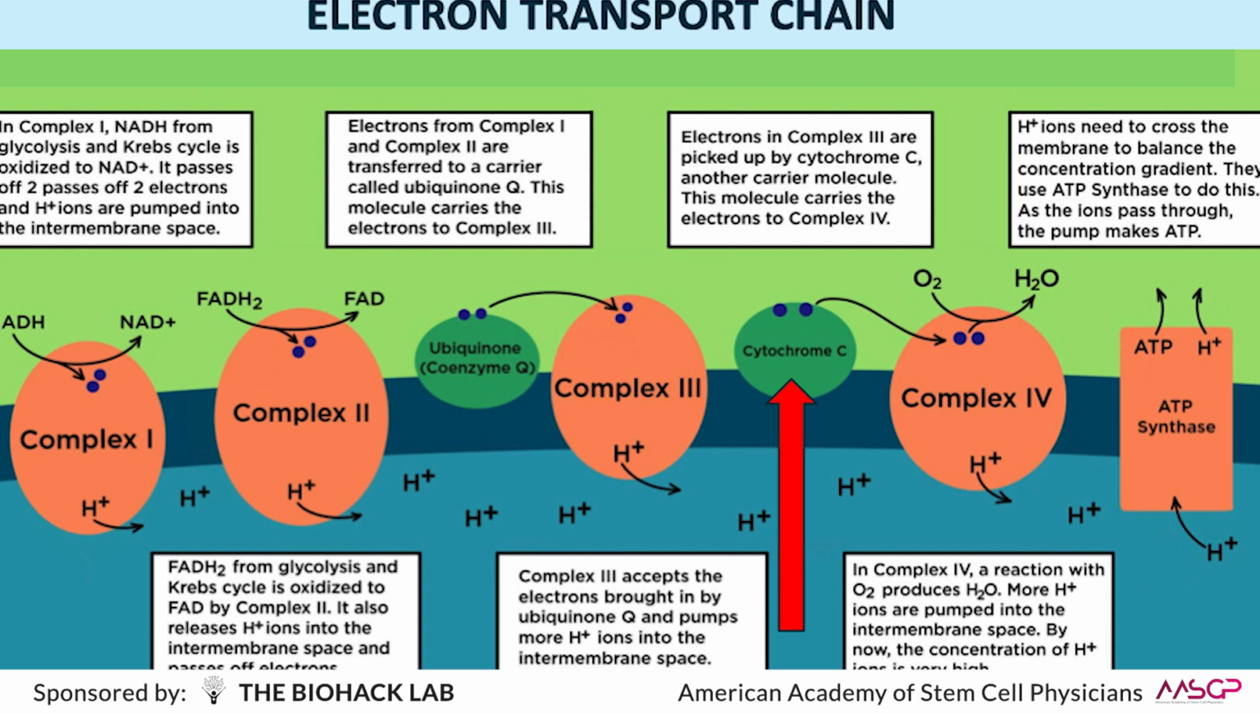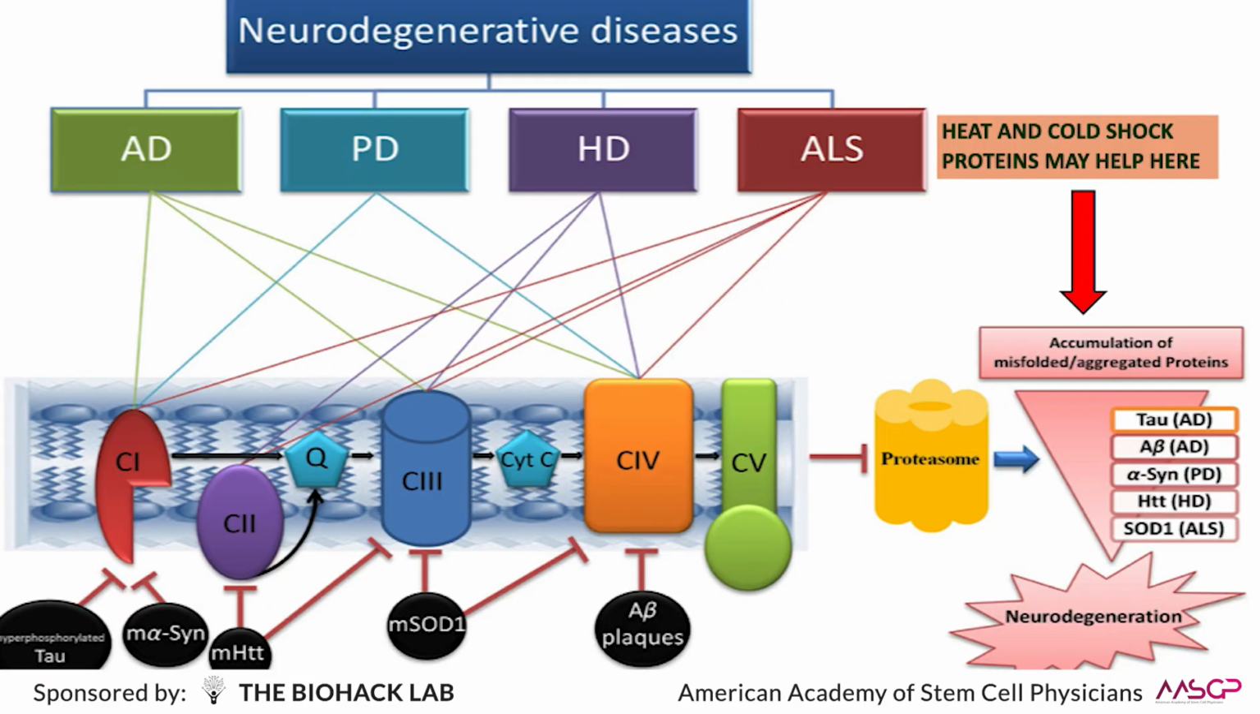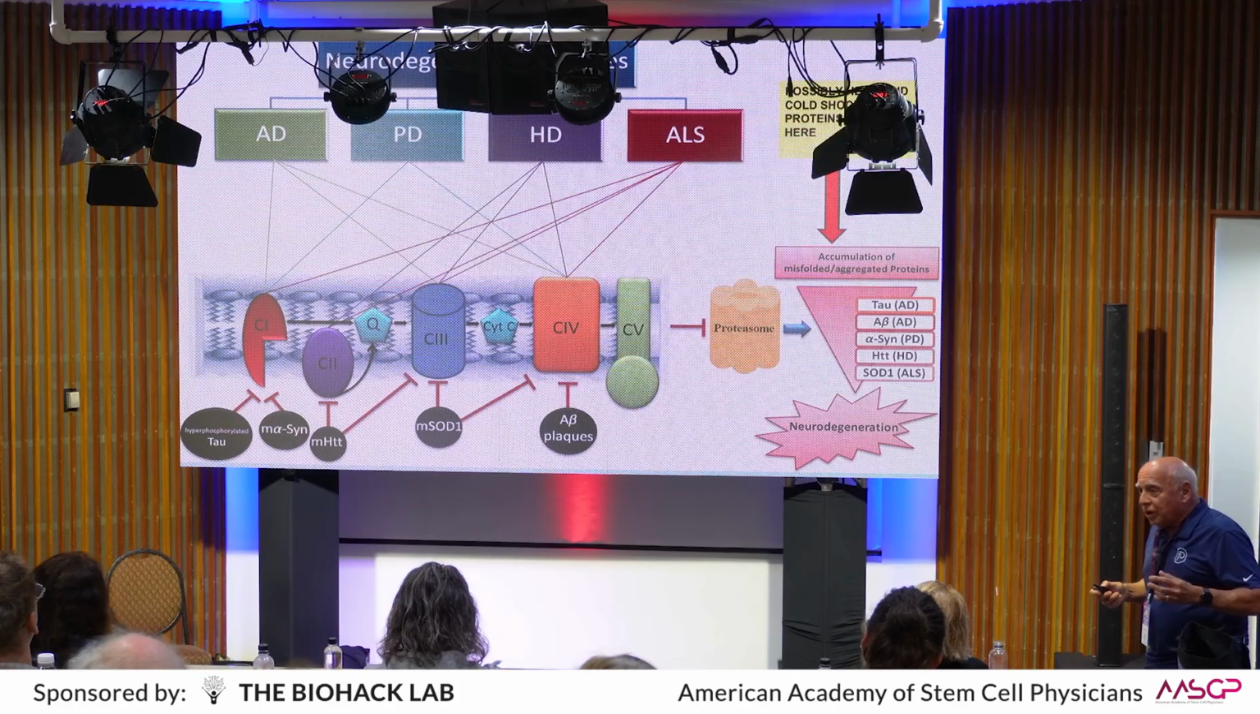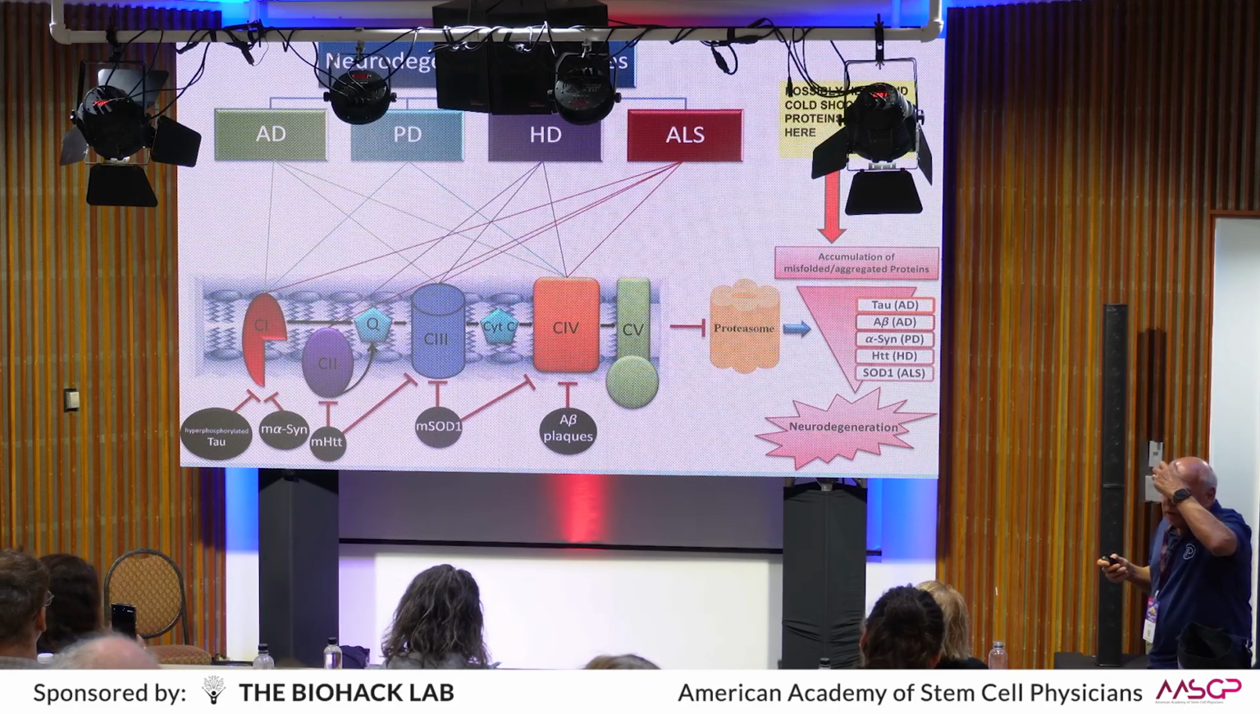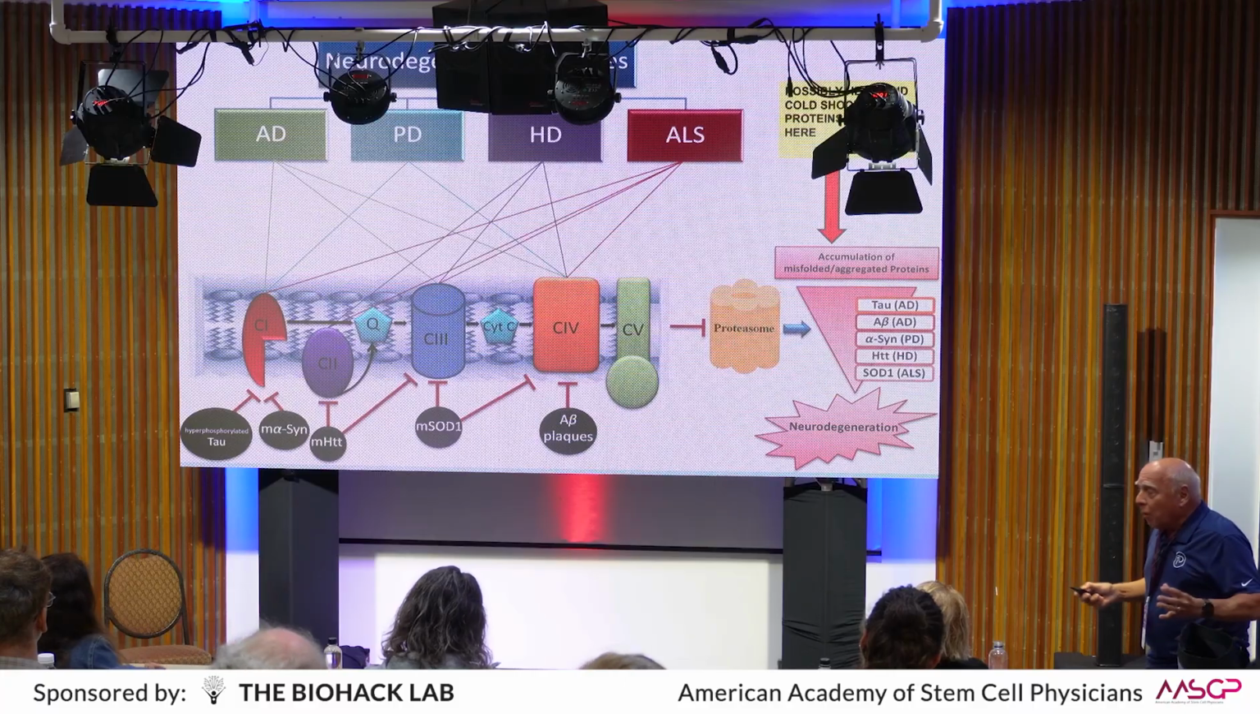Now, how is this important? The next slide shows you a lot of how it's important. Look at your neurodegenerative diseases. Alzheimer's, Parkinson's, Huntington's, ALS. All are related to the electron transport chain. Remember, these are neurodegenerative diseases. They're basically, the energetics in the cell is kaput, not working well.